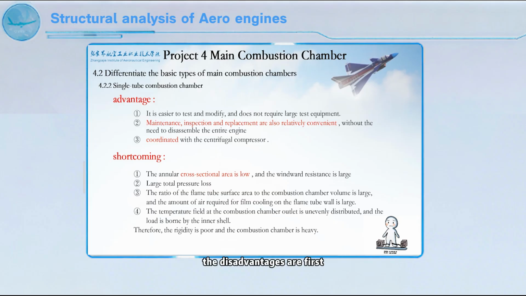The disadvantages are: first, the utilization rate of the annular cross-sectional area is low and the windward resistance is large. Second, the total pressure loss is large. Third, the ratio of the surface area of the flame tube to the volume of the combustion chamber is large, and the amount of air required for the film cooling of the flame tube wall is large. Fourth, the temperature field distribution at the combustion chamber outlet is uneven, and the load is borne by the inner shell, so the rigidity is poor, and the combustion chamber is heavy.